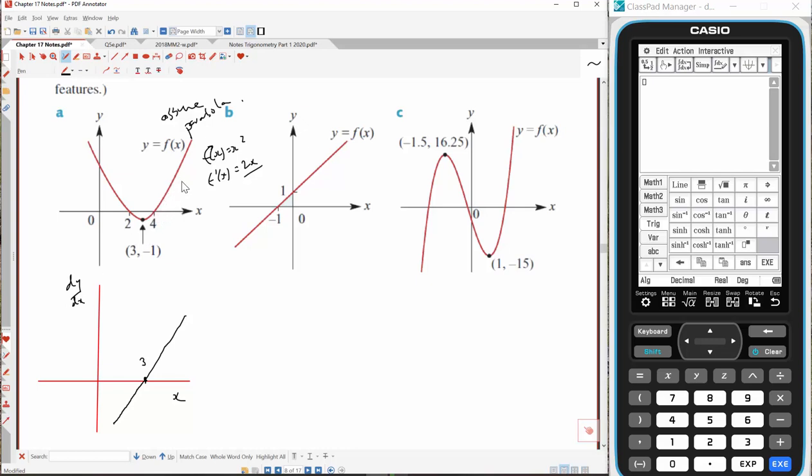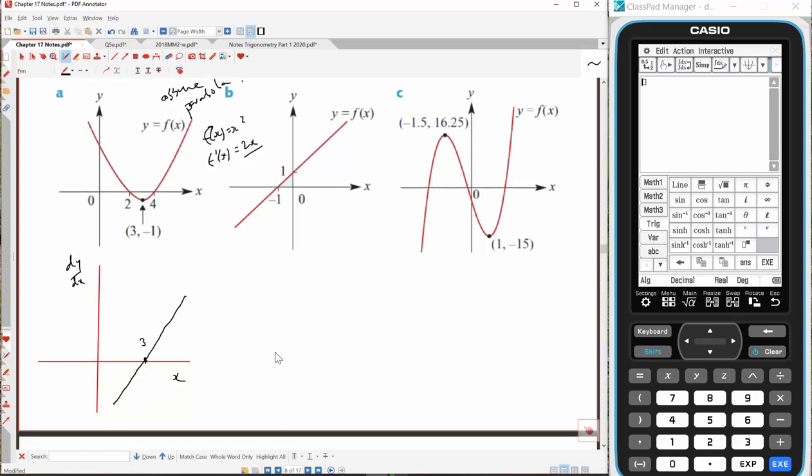And more than 4, positive, positive, positive, positive. All right, so there's our dy dx or our gradient graph. All right, our second one. So what we've got is a linear function here, and because of the points, I can actually determine the function.